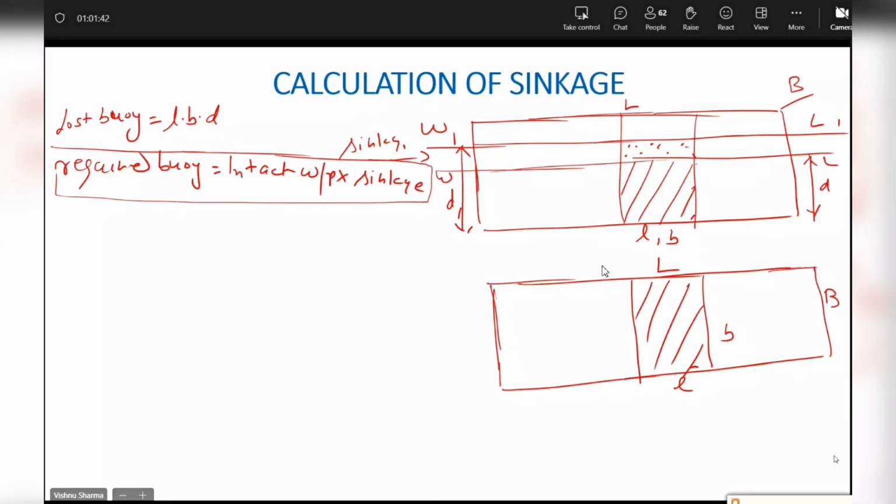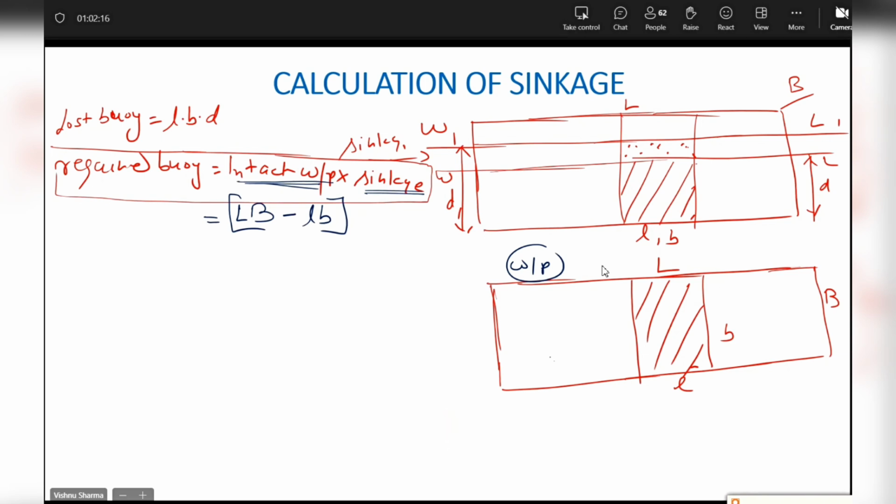What I'm trying to say is regained buoyancy will be the intact water plane, that means the remaining area of the page multiplied by the thickness of the book, which is sinkage in this case. Correct, beta? Understood? And what is intact water plane in this case? Look at the lower diagram. This is the water plane diagram. Intact water plane is whole water plane minus lost water plane. Do you agree with me? Correct, beta?